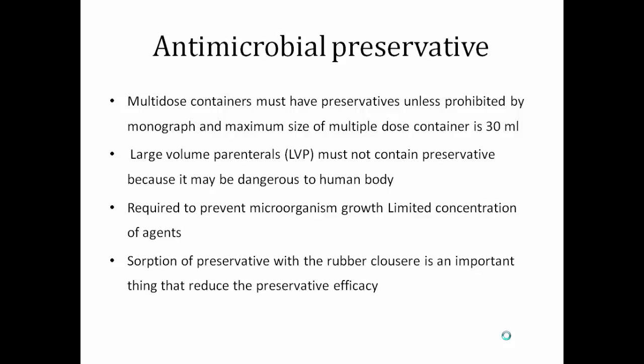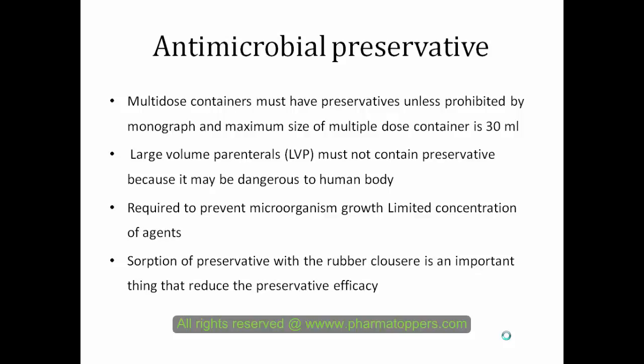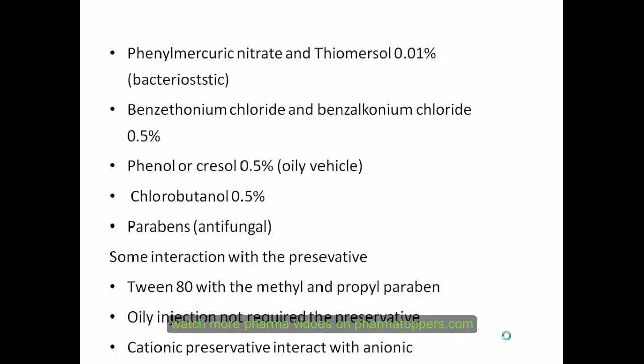The ideal characteristics of these antimicrobial preservatives are that they are physiologically inert, non-irritating and non-sensitizing, inexpensive, easily available, and compatible with the drug, and they should be effective in small concentration. Common examples are phenylmercuric nitrate and thiomersal 0.01%, which are usually bacteriostatic agents. Benzethonium chloride and benzalkonium chloride 0.5%, phenol or cresol 0.5%. These are used in oily vehicles, and chlorobutanol and parabens are used as antifungals.